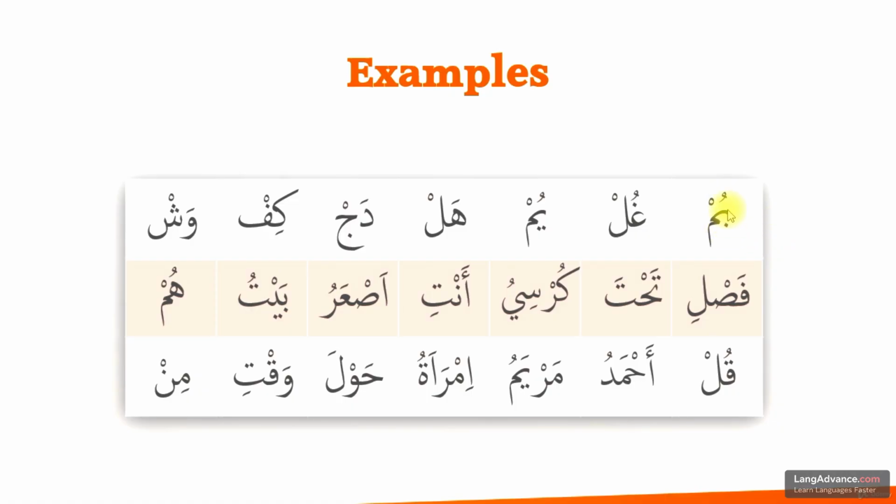Ba, dhamma, bu, mim sukun, bum. Ghain with dhamma is ru, lam sukun is l. The whole thing is rul. Ya with dhamma is yu, and mim sukun is m. So the whole word is yum.